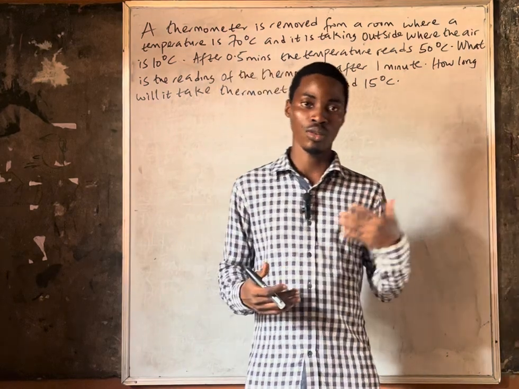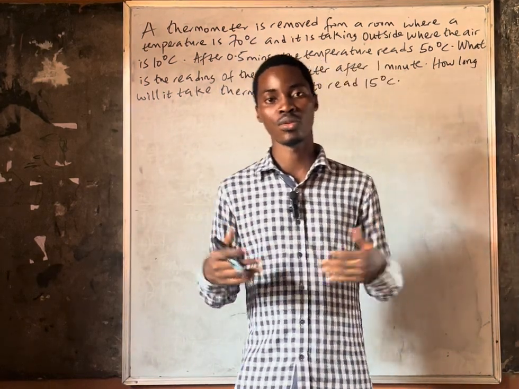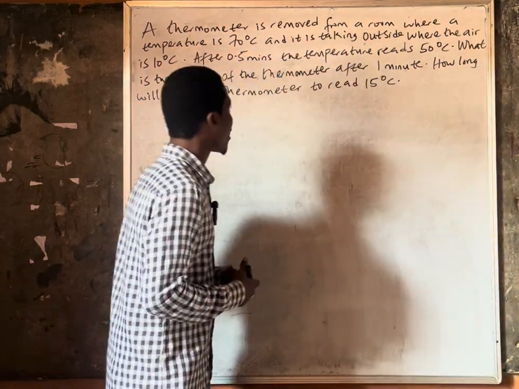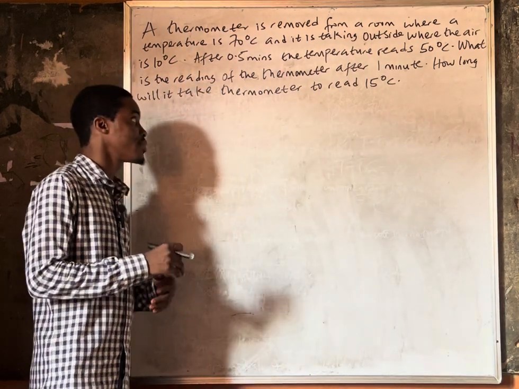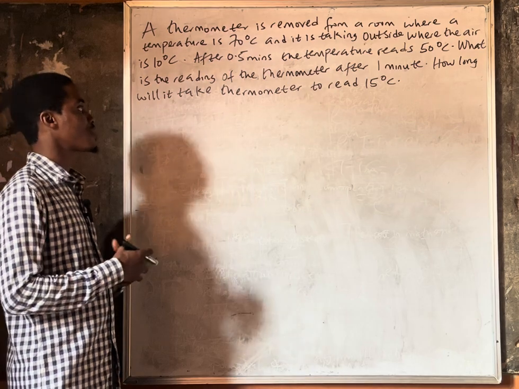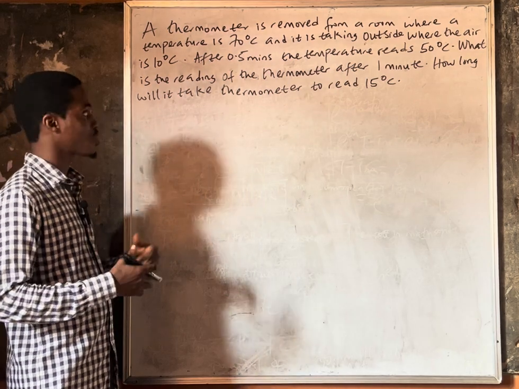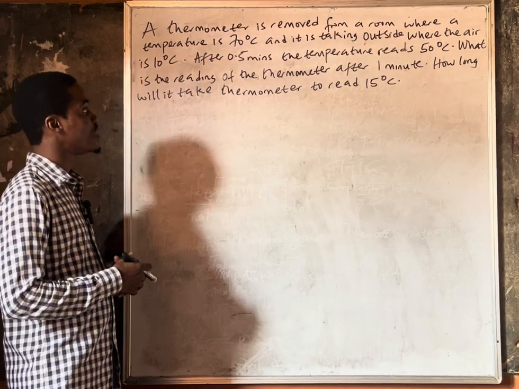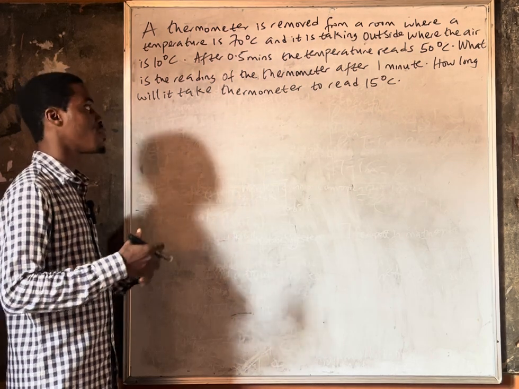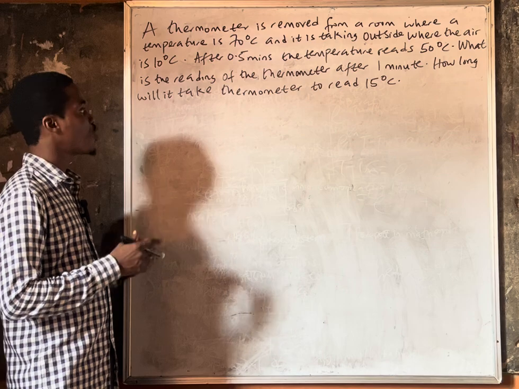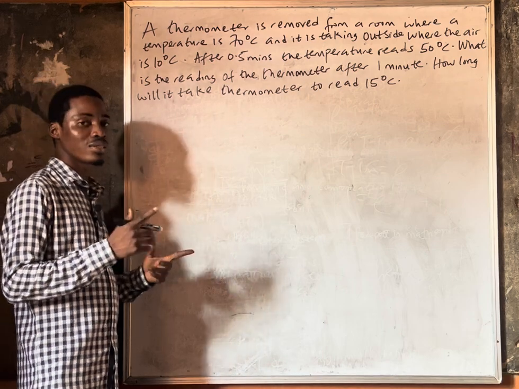Welcome back. There's a question on the board under Newton's law of cooling. A thermometer is removed from a room where the temperature is 70 degrees Celsius and taken outside where the air is 10 degrees Celsius. After 0.5 minutes, the temperature reached 50 degrees Celsius. What is the reading of the thermometer after 1 minute? How long will it take the thermometer to reach 50 degrees Celsius?